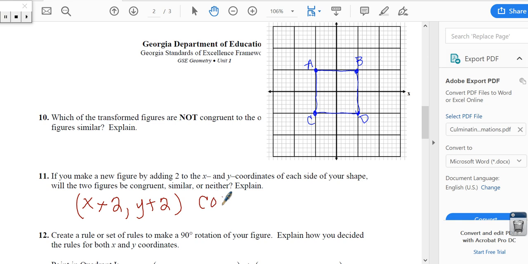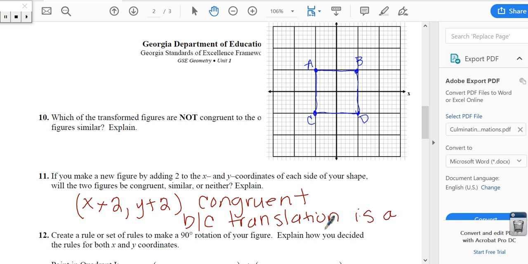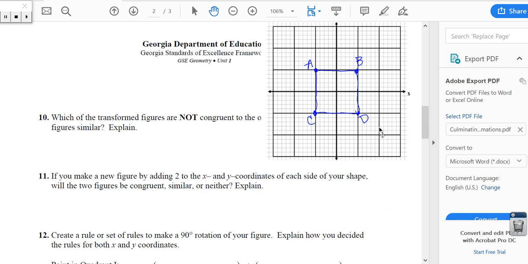This is going to be congruent because a translation is a rigid transformation. All we did was add 2 to each of the sides, so that's not changing anything. Okay, let's keep going.